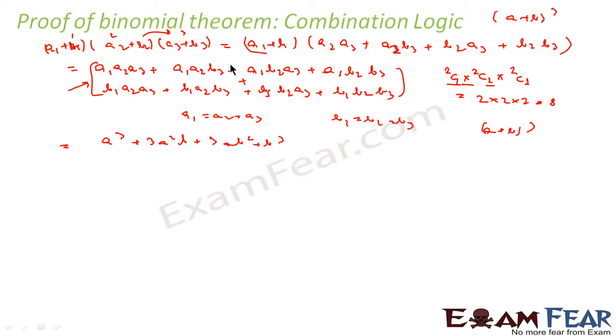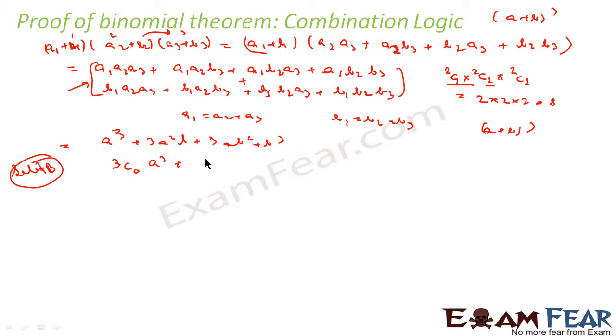As I've already shown, there is a combination pattern here. In the pattern you either select A or B. If you select A, the remaining is B. If you select B, the remaining is A. So let's first derive the formula by selecting B. We have 3 B's, so we say 3C0, because in this term we are not selecting any B. 3C0 is the number of possible combinations for A cube.